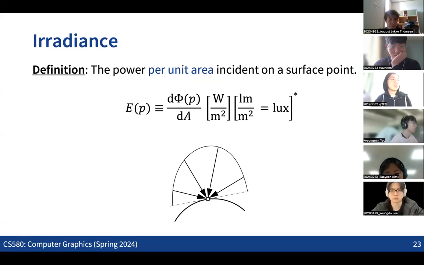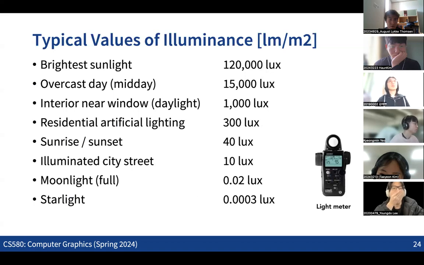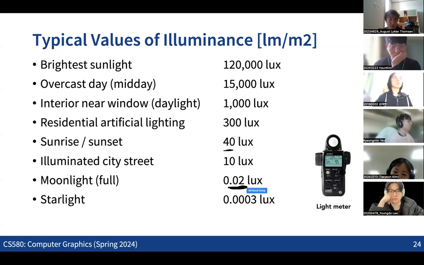And now we also have a unit for this, lumen over square meter, which is defined as the lux here. You can also see some typical numbers of lux for many things. The sunlight has more than 100,000 lux, and at sunrise it decreases to like 40. It's very small, right? And the moonlight is even smaller than 1 lux. So you can see that the sunlight is way brighter than the moonlight. So we can have this kind of quantities for the irradiance.